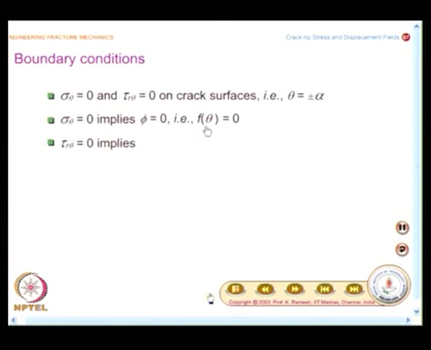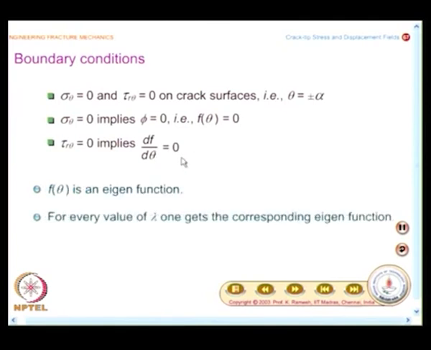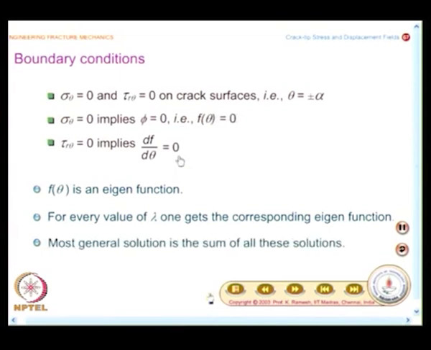So, you get in one case the function of theta equal to 0, in another case the first differential of the function is 0. And as I mentioned earlier, you have to note down that f of theta is an eigen function, and in all this class of problems, this is how we write the most general solution. For every value of lambda, one gets the corresponding eigen function, and the most general solution is the sum of all these solutions.